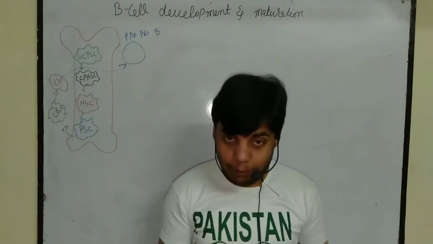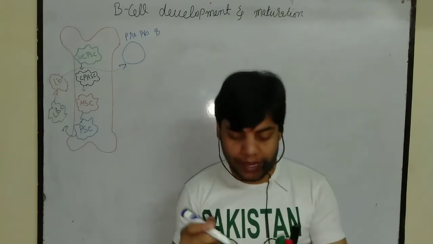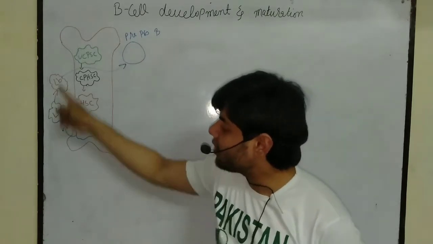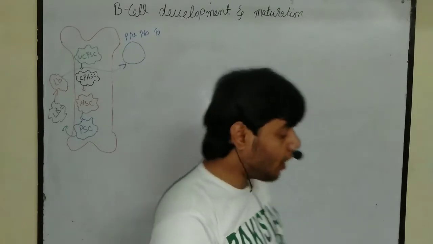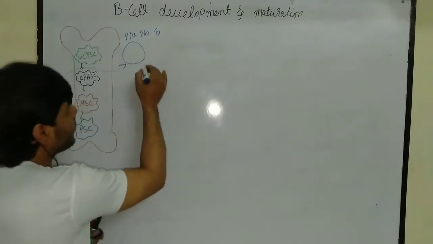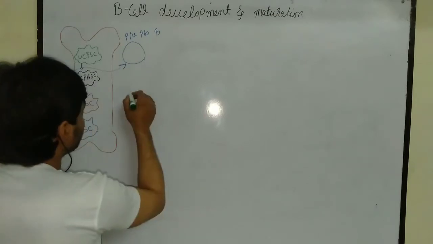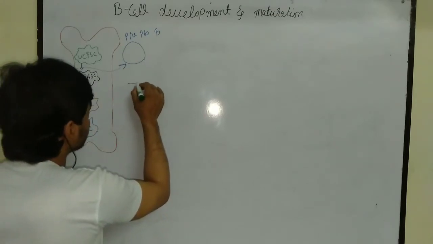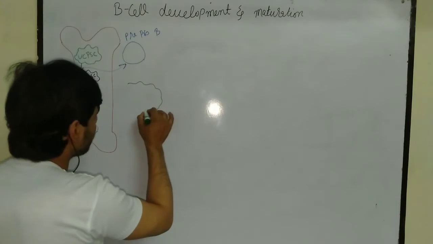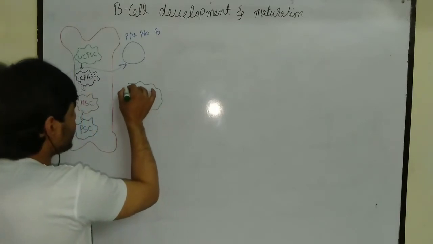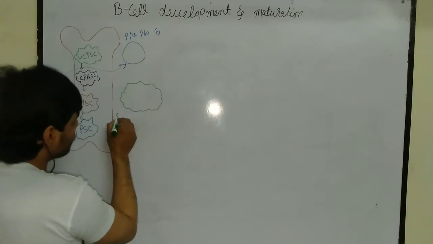which is present inside the bone marrow. We call that a stromal cell. So remember guys, all these processes occur inside the bone marrow. After that, these pre-pro B cells will contact with the stromal cell. So remember guys, this is the stromal cell. Let me write it.